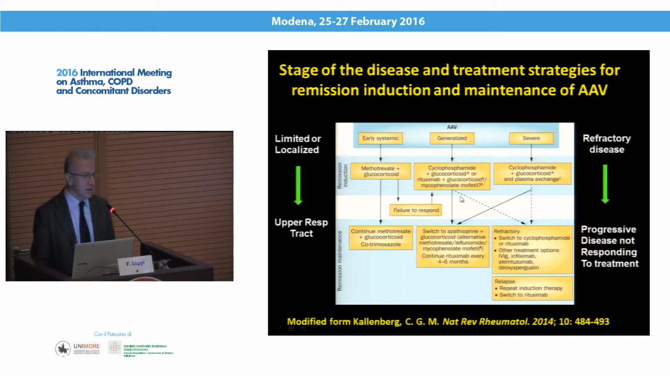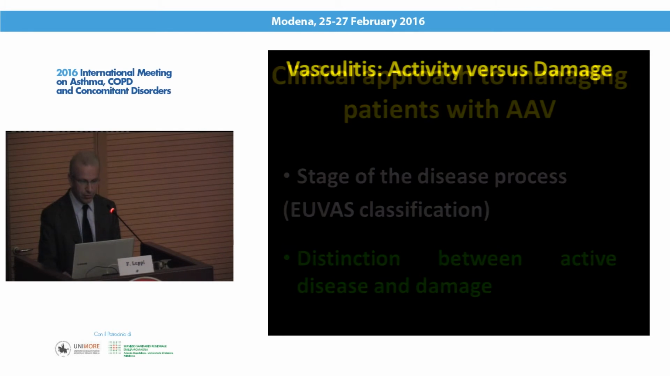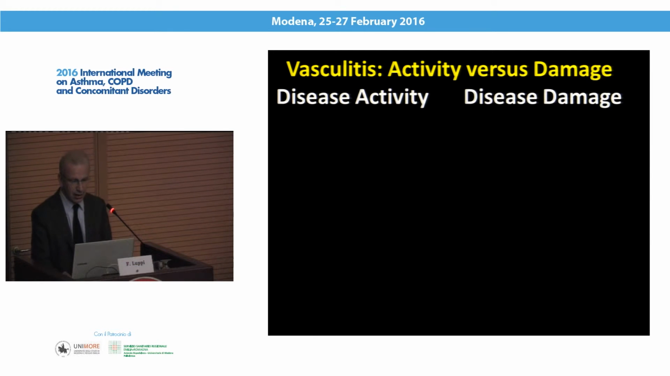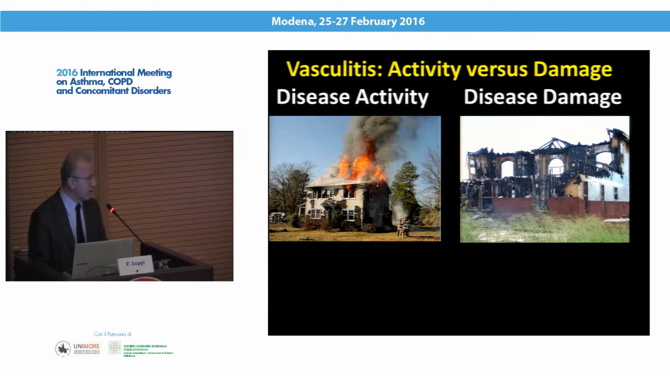As you can see, this classification is important because it is mandatory for a different treatment, as you can see in this cartoon. The other very important point, always for treatment and prognosis, is the distinction between active disease and damage. To distinguish disease activity and damage, I think these two pictures are very, very clear. This is disease activity, this is disease damage.